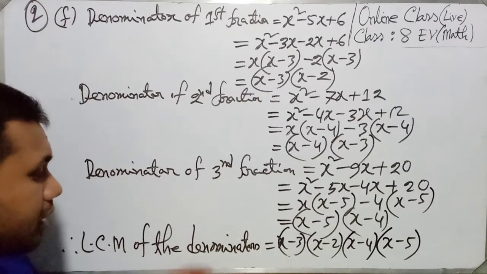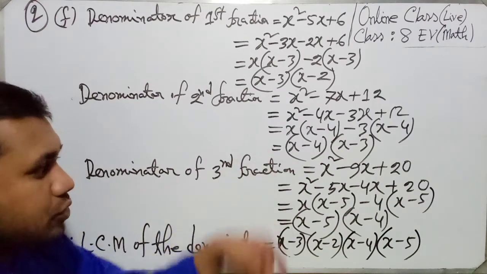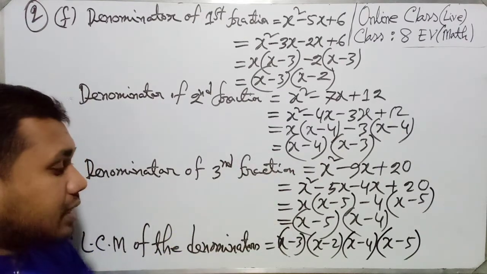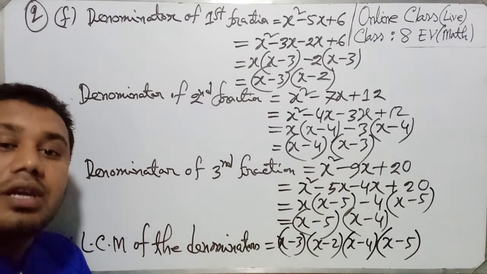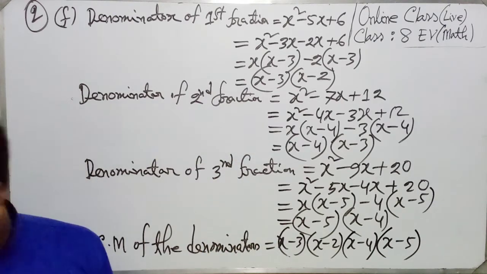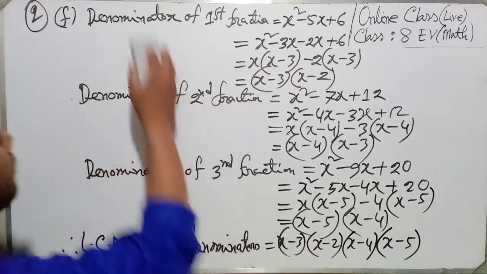Clear? So the first step, you have to factorize the fraction denominators. Then you have to find the LCM. Now we have to go to our given fractions. Clear? So dear students, now our second part. I have to erase the first one.